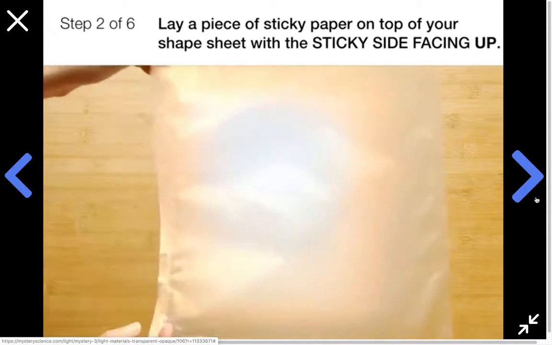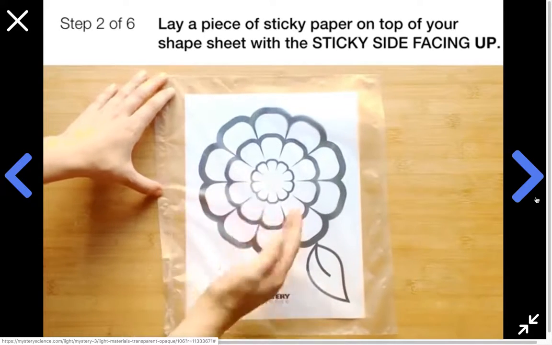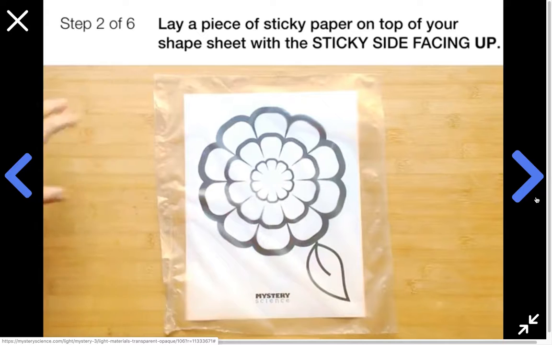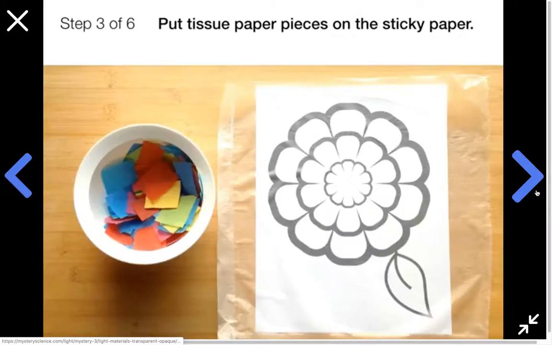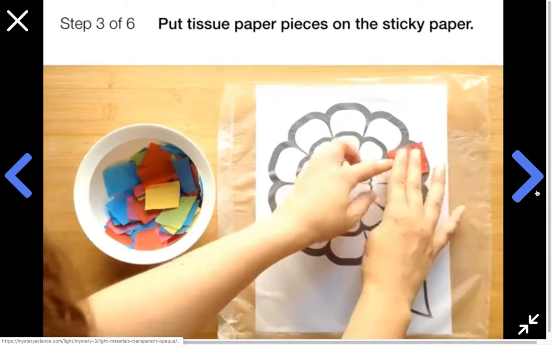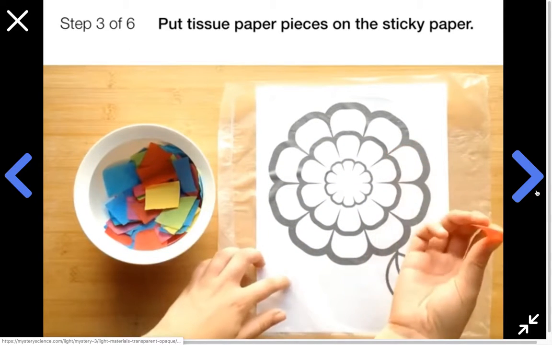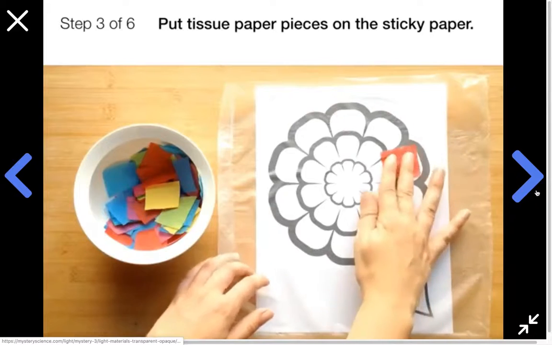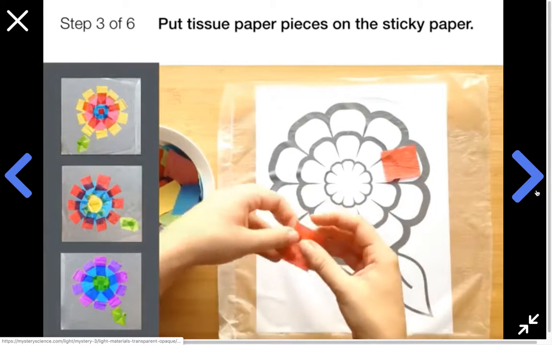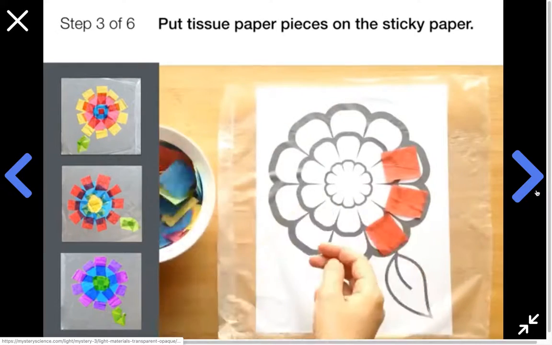Have someone lay a piece of sticky paper on top of your shape sheet with the sticky side facing up. Make sure the sticky side is up and not down. That's important. Put tissue paper pieces on the sticky paper. They'll stick when you push them down, but you can also pull them up if you want to move them. You can make your flower using any colors you want. You don't need to make it look like ours. When your artwork is done, go to the next step.